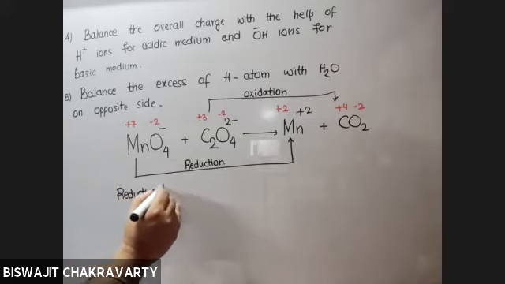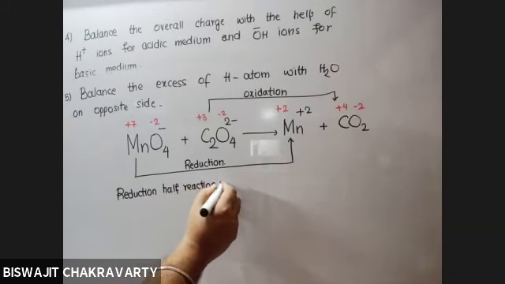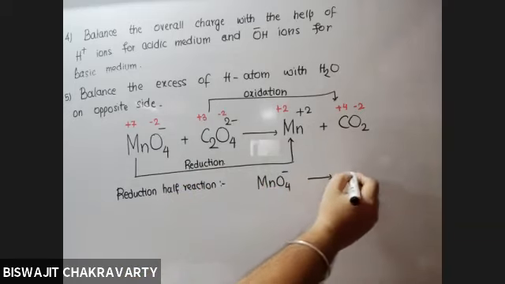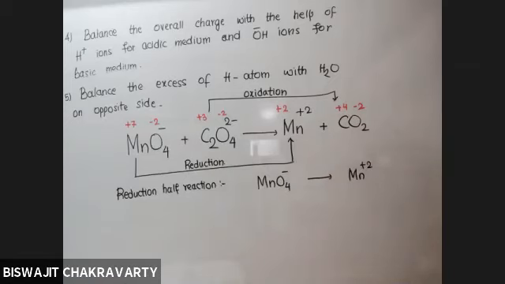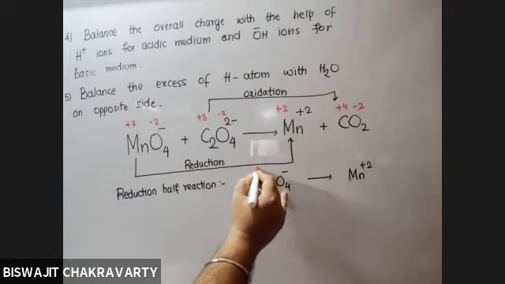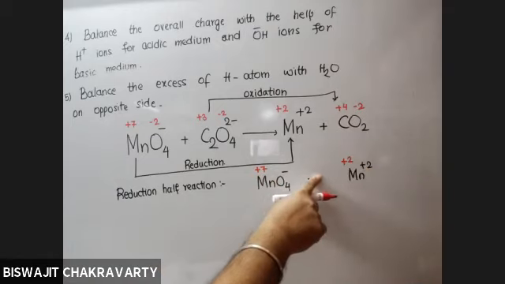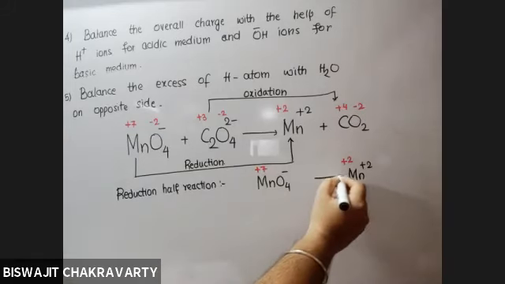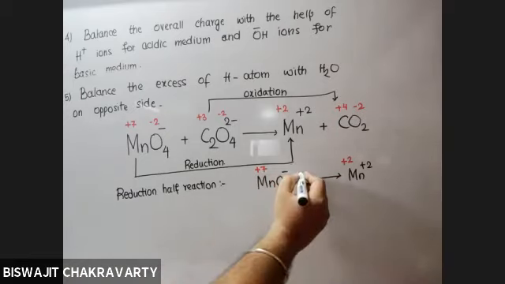Reduction half reaction. MnO4 minus changes to Mn+2. So manganese is changing from +7 to +2. Manganese is already balanced, isn't it? Yes sir. So how many electrons should I put so that oxidation number is balanced? 5. Sir, 5 electrons.